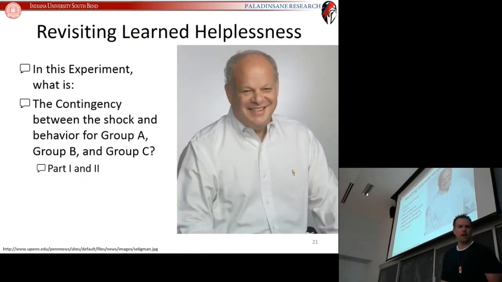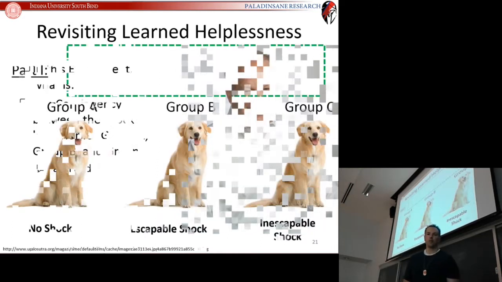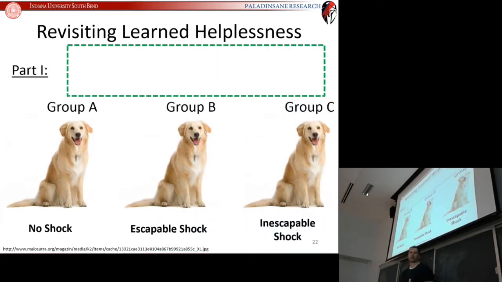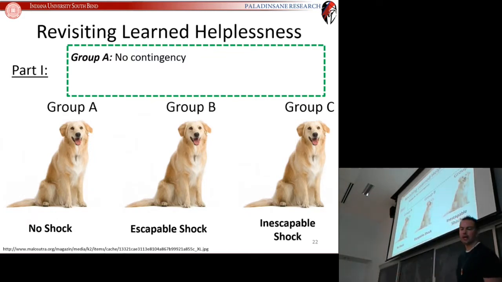All right, and finally, in this experiment, penultimately in this experiment, was a contingency between the shock and behavior for Group A, Group B, and Group C. So in part 1, we'll start off with Group A. Group A had no contingency because Group A had no shock, right? So there's no probable occurrence of this leading to the probable occurrence of that. So between the panel press and the end of a shock, what was the contingency for Group B?